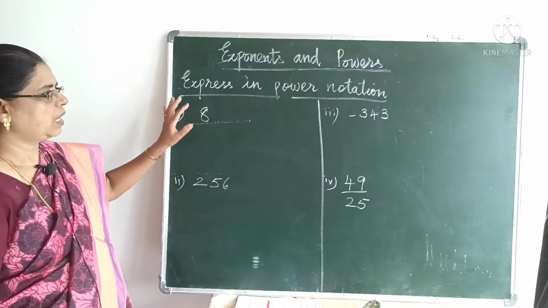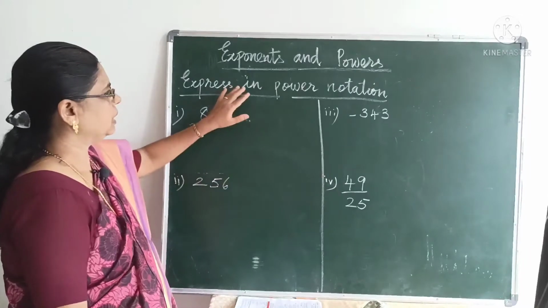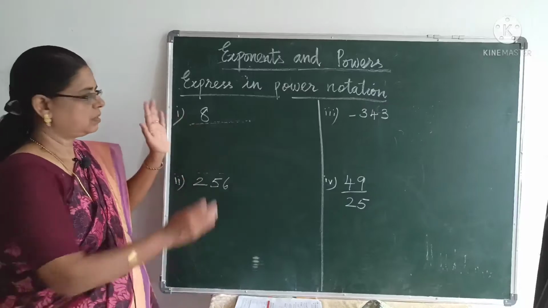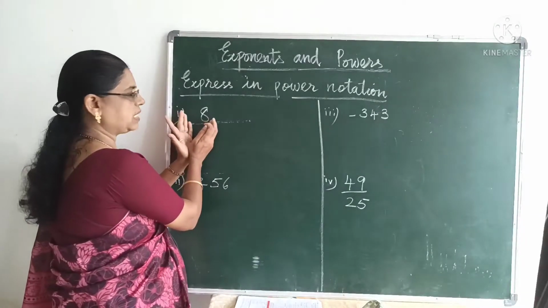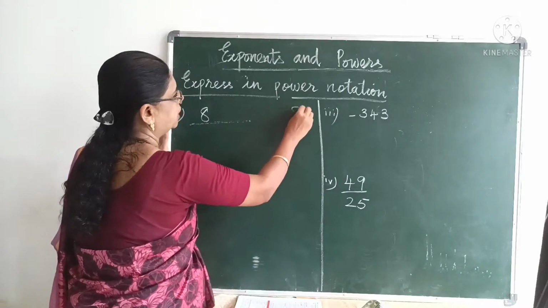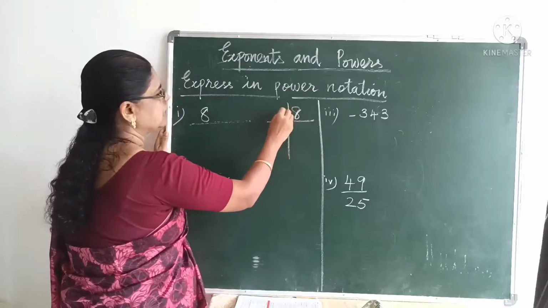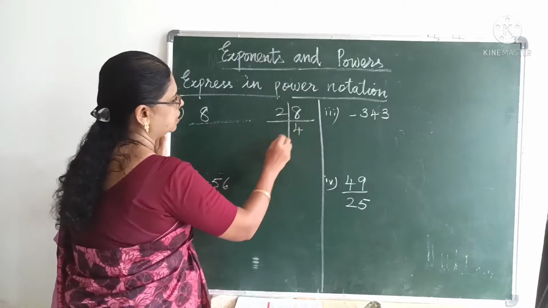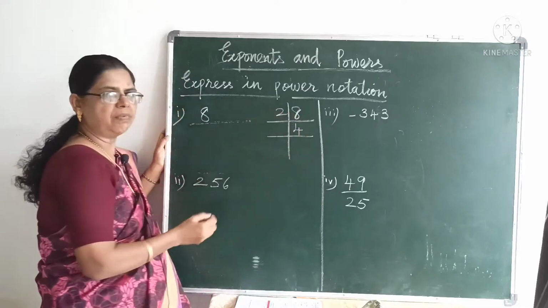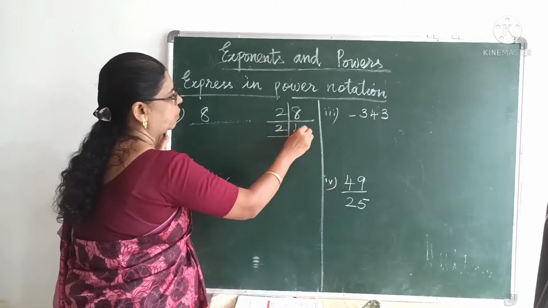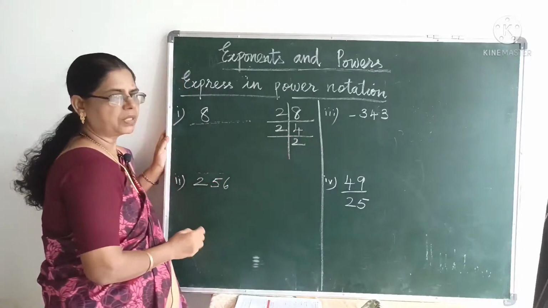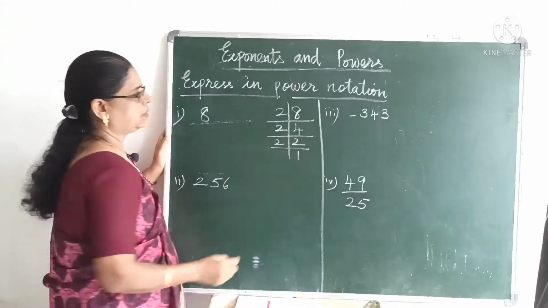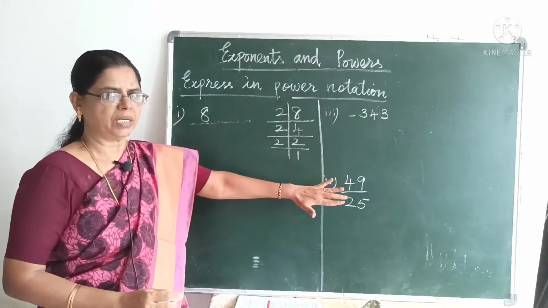Next we will learn how to express the numbers in power notation. The first one is 8. Children, first you have to factorize this number. Find out the factor. 8 is divisible by 2. If you divide 8 by 2, the answer is 4. Again, 4 is divided by 2. 4 divided by 2 is 2. Again, 2 is divisible by 2. When the answer becomes 1, you need to stop.